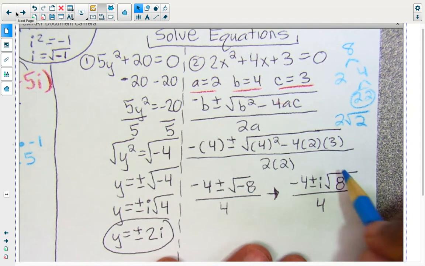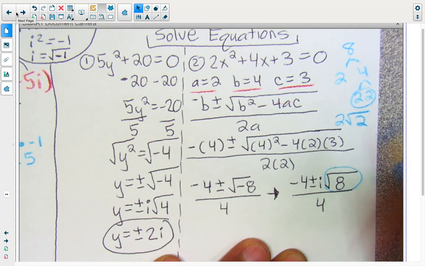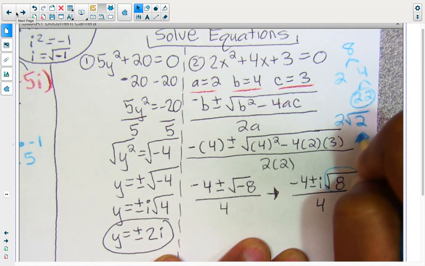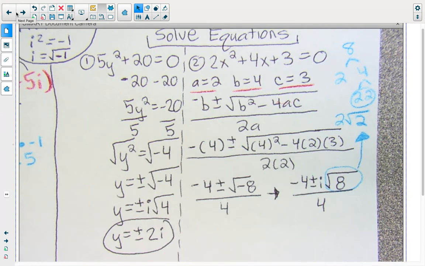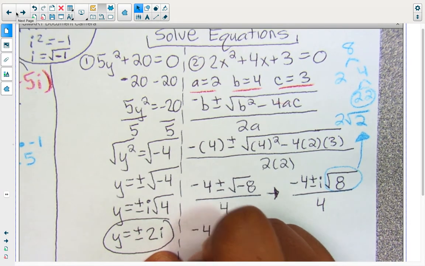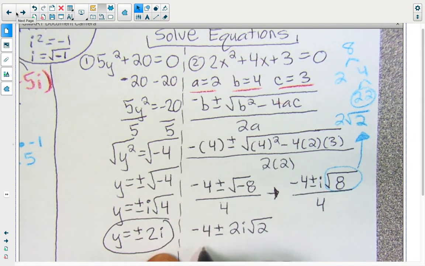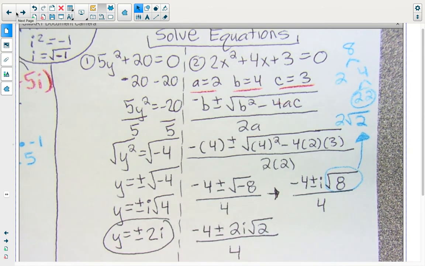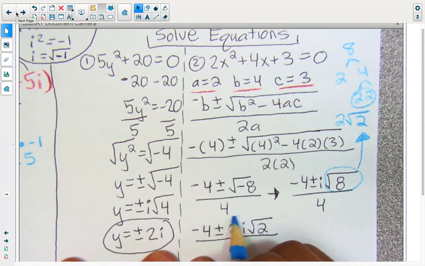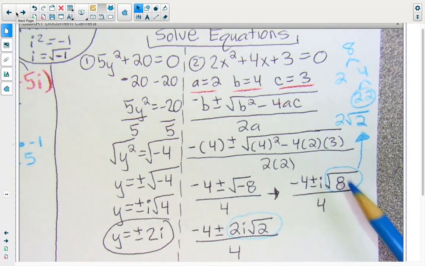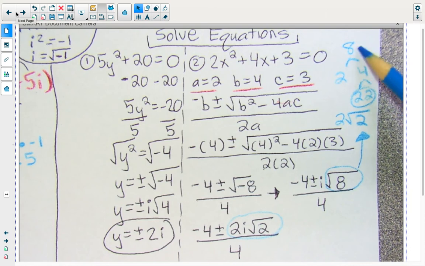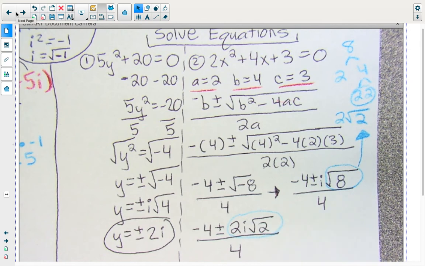So I can make a substitution and change this to be this up here. So now my problem looks like negative 4 plus or minus 2i square root of 2 over 4. So I made a substitution. I'm going to circle that in the blue. Square root of negative 8 is the same as 2i square root of 2. So I did a factor tree, which is up here in the blue, prime numbers, and I replaced 8 with 2 square root of 2. And then I brought my i down.